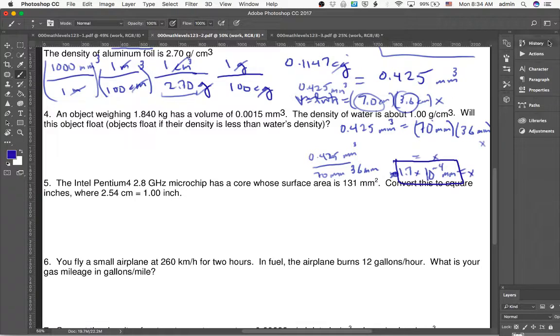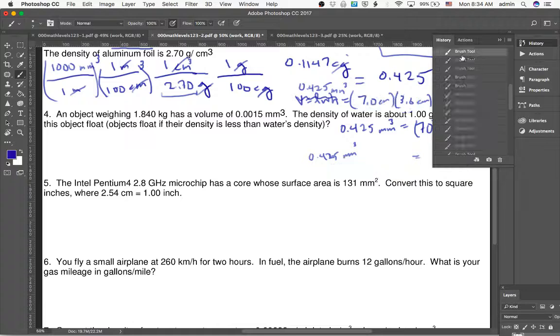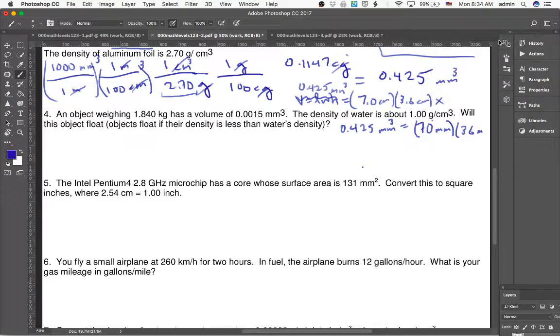Maybe I can erase some of this obstruction. Okay, that's good. So let's move this out of the way. Now an object weighing 1.840 kilograms has this volume, density of water is that. Will the object float? Okay, so really I'm looking for the density in grams per cubic centimeter.